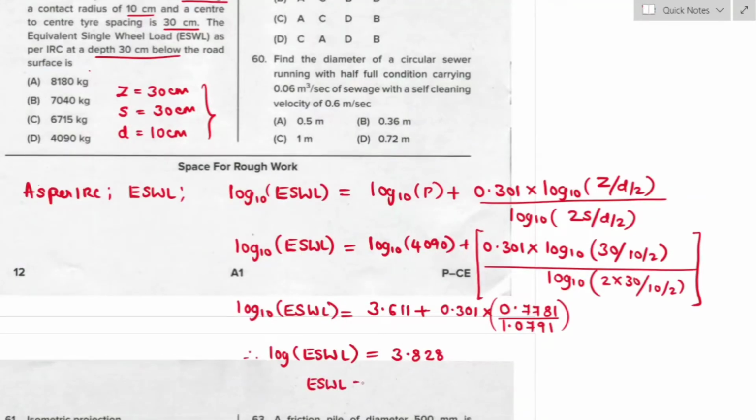So equivalent single wheel load is equal to anti-log of 3.828. On solving this, the equivalent single wheel load will be 8179.43 kg, which is nearly equal to 8180 kg. So the right answer is option A.